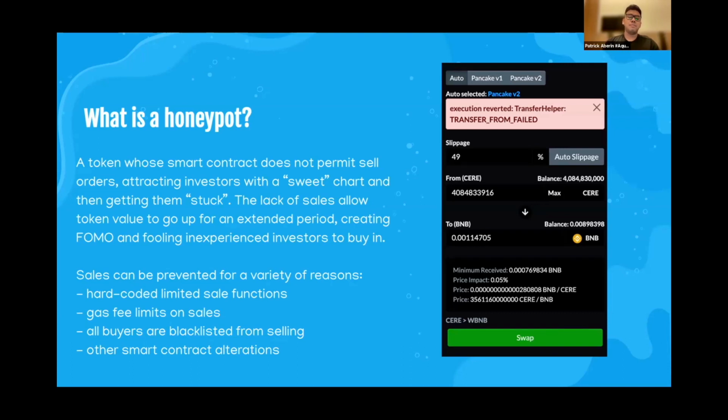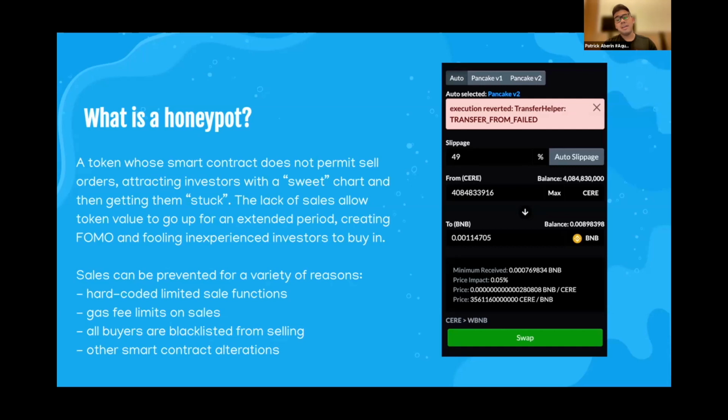So sales can be prevented for a variety of reasons, such as hard-coded limited sale functions, gas fee limits on sales. Sometimes all buyers are blacklisted from selling, with only the dev wallet being whitelisted for sales. And there are also other smart contract alterations.